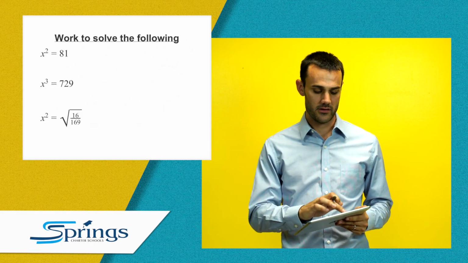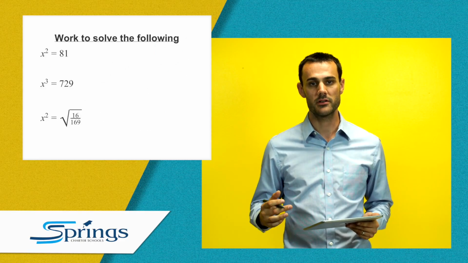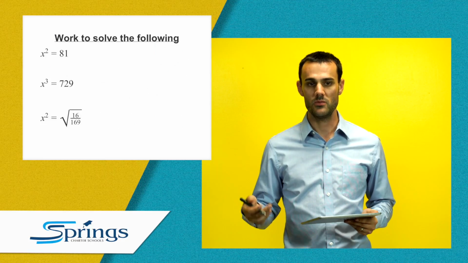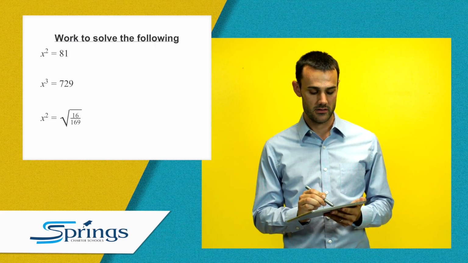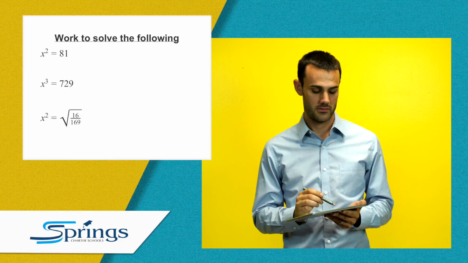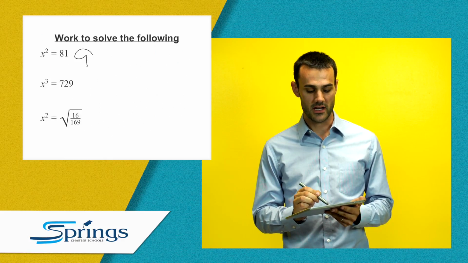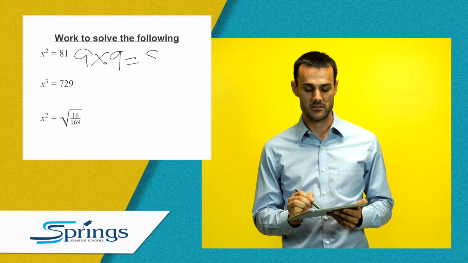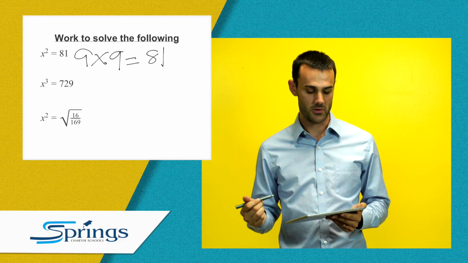So I have here x squared is equal to 81. What I need to think about, the process I personally go through, is what number can I multiply by itself to get back to 81? Well, we've learned our times tables long ago, so we should know that. I have 9 times 9, and 9 times 9 gives us that answer of 81. So 9 squared is equal to 81.